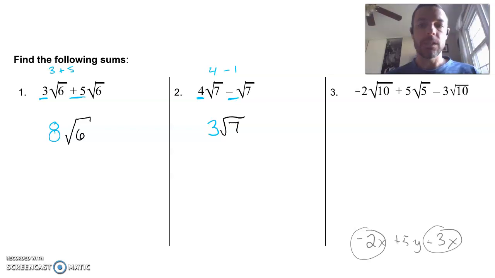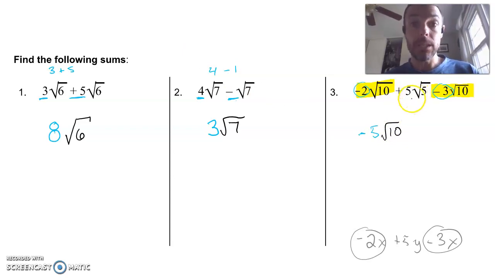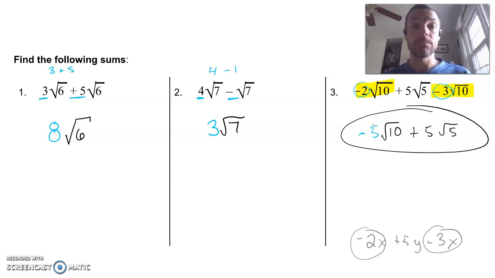So we have a negative 2 square root 10 and a minus 3 square root 10. Those are considered like terms, like radicals. We can combine our negative 2 and our negative 3. Negative 2 minus 3 is going to get me negative 5. That's how many square roots of 10 we have. But this I don't get rid of. I have to keep it in the problem. It stays as plus 5 square root 5. And now I'm done. I don't have any more terms that I can combine in this case. That is as simplified as I get.